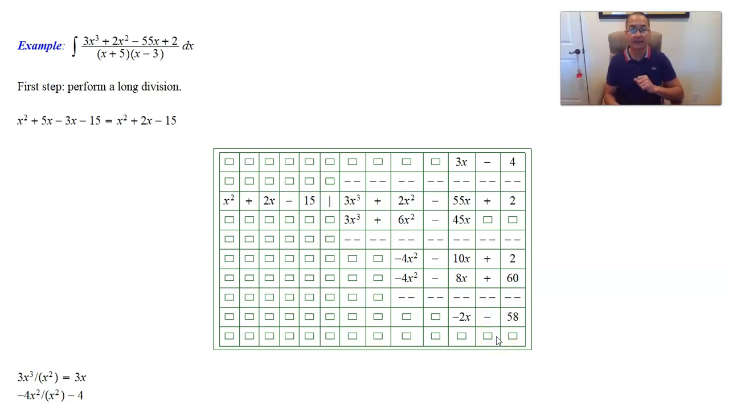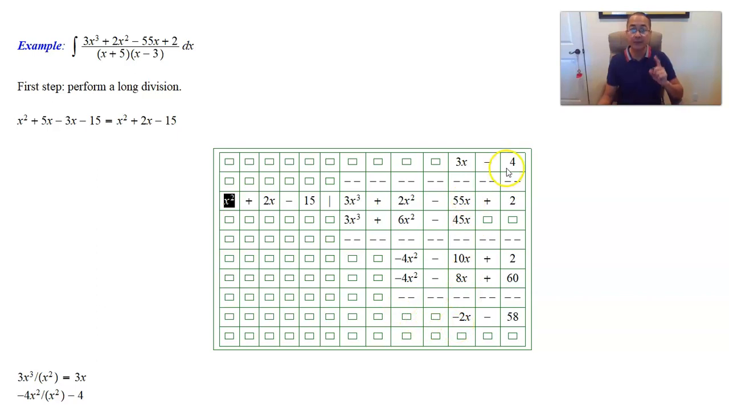All right, there you go. So this is our quotient. This is our bottom line for now. Can we keep dividing negative 2x by x squared? No, not anymore. So we're going to get a 1 over x.